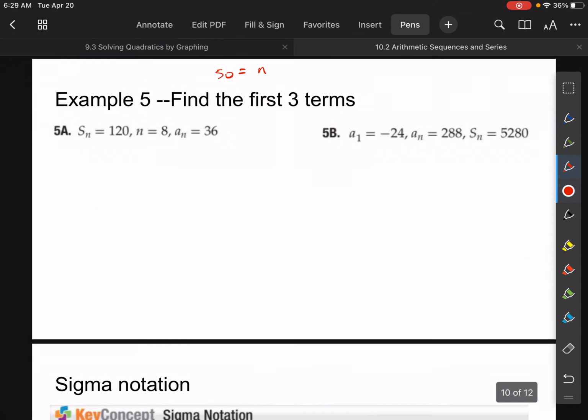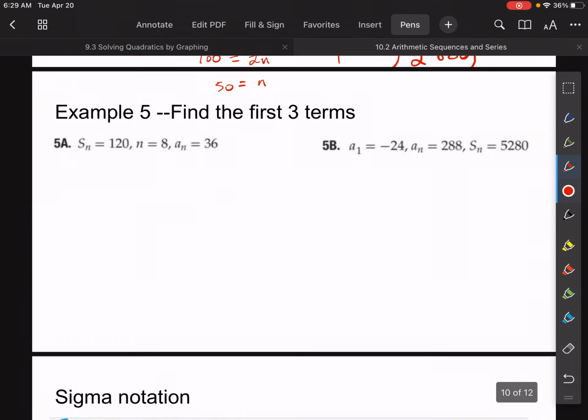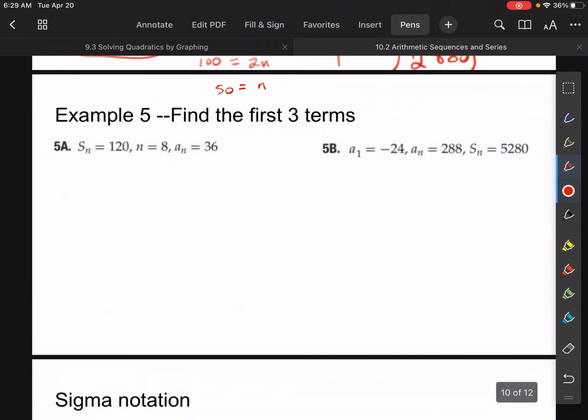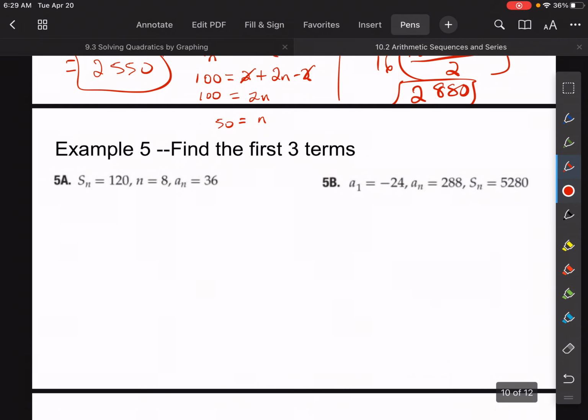All right. So example 5 now, and I know this is getting very long, this lesson, but 2 more examples. Example 5 says find the first 3 terms in the sequence. All right, well, to find the first 3 terms, what's crucial is that you know A1 and you know D. Like if you know those 2 things, then you're good to go, right? So let's try to figure that out. So we know that the sum of the terms in the sequence is 120.